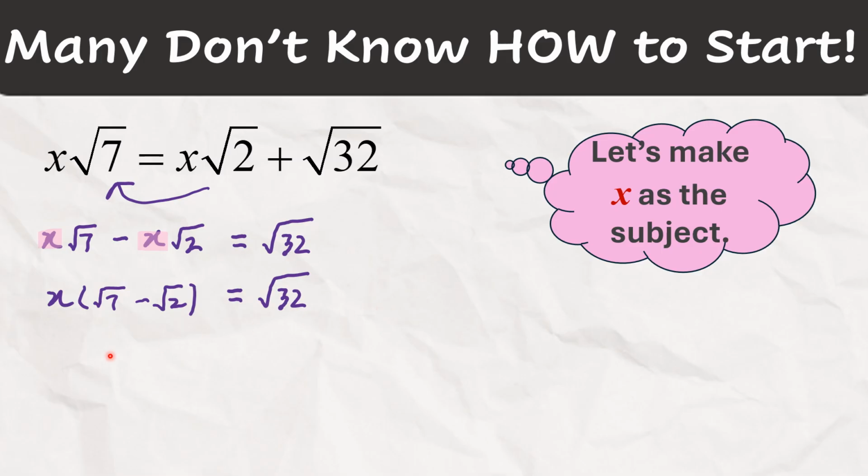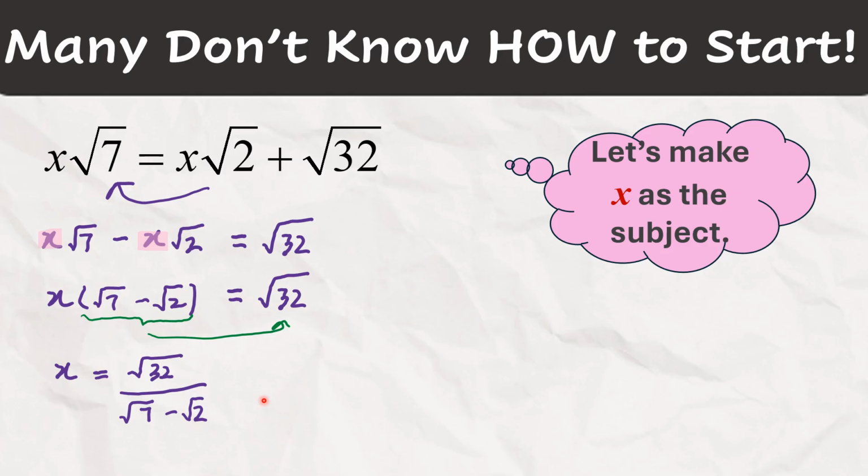Now, since I want to make x the subject, I'm going to move the term root 7 minus root 2 to the right. So which means I will have x is equals to root 32 divided by root 7 minus root 2. Once we derive this, you will see that this is actually something very familiar to what we have done earlier on. So what we are going to do is apply what we already know about surd so far. So let's go through some of these basics.